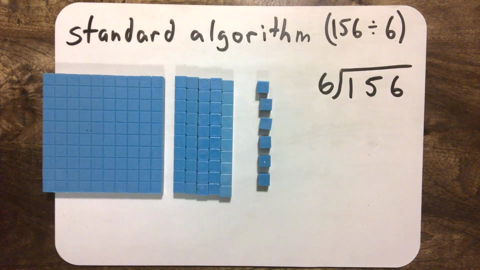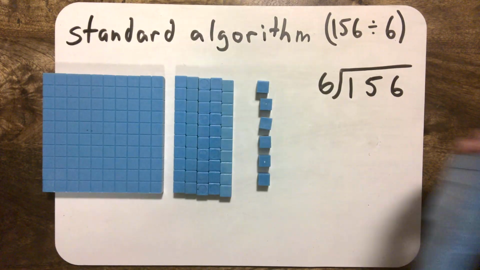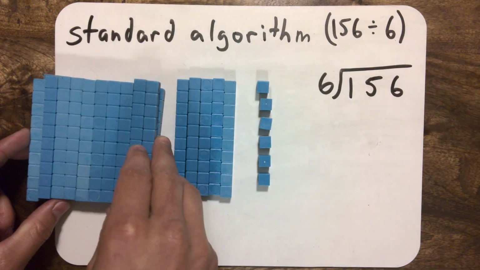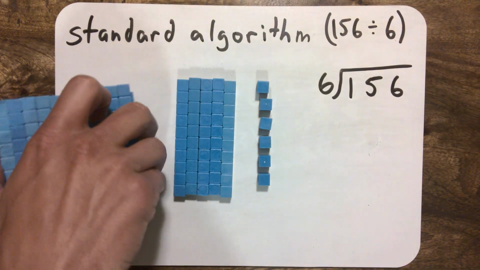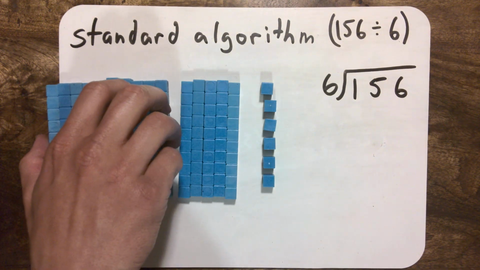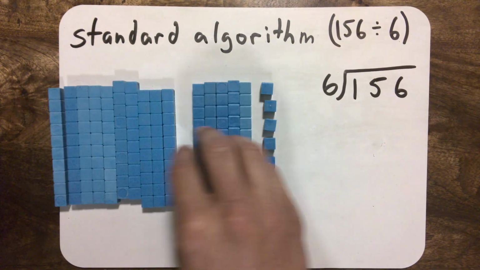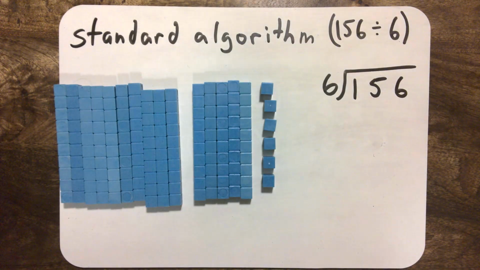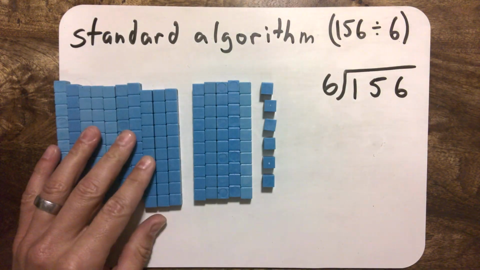So I need to trade that for 10 tens. I need to ungroup this. Instead of having that 100, I'm going to have these 10 tens. Again, the reason I can do that is because I haven't changed the total number of little cubes that are in my model. I still have 100 here, and then 50, and then 6 over here.